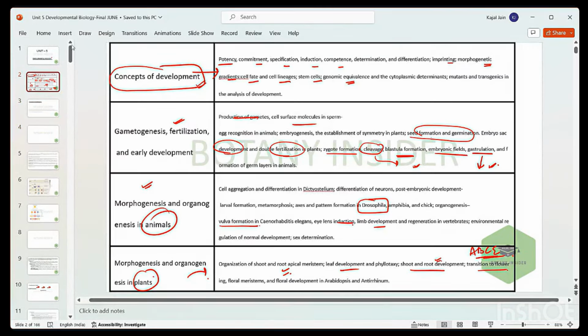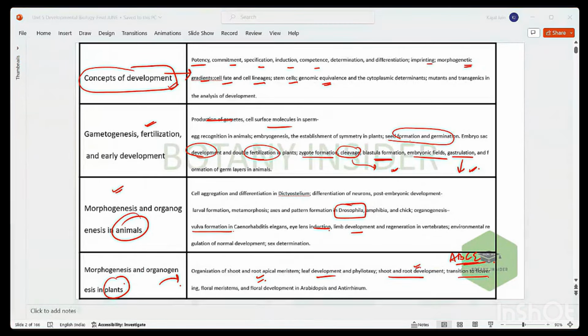Okay, quickly go through this, everyone. I'm giving you a minute because first understanding the syllabus is very important.